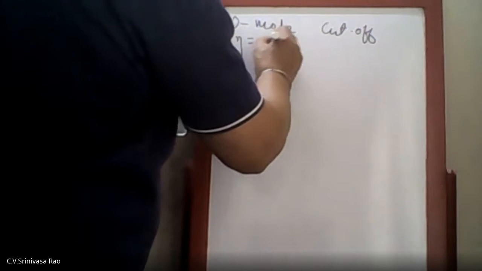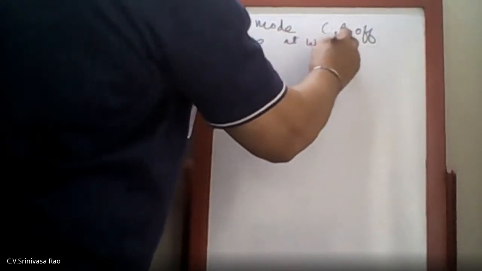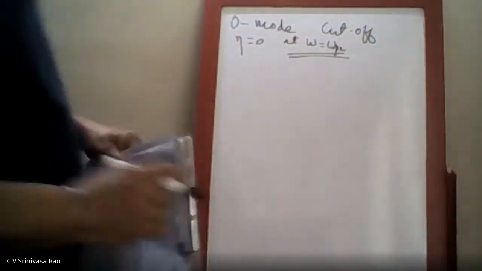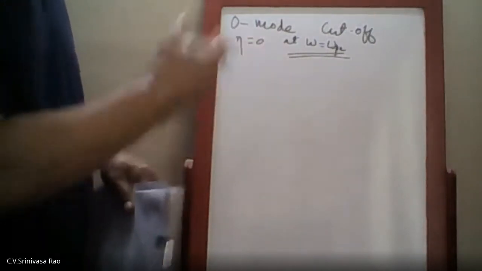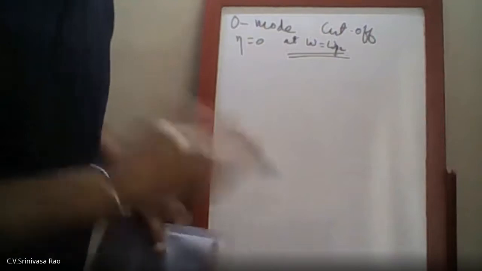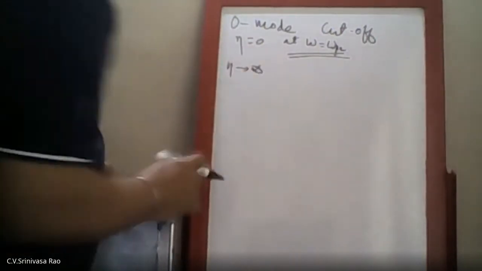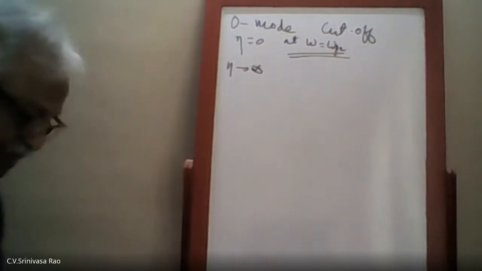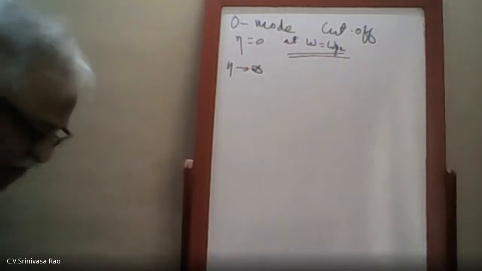It equals 0 at omega equal to omega p. It has a cutoff, but there is no resonance. You could see from the expression itself: for resonance, this has to go to infinity. So there's no way the refractive index can become infinite, if you see from the expression that we wrote for the ordinary wave.